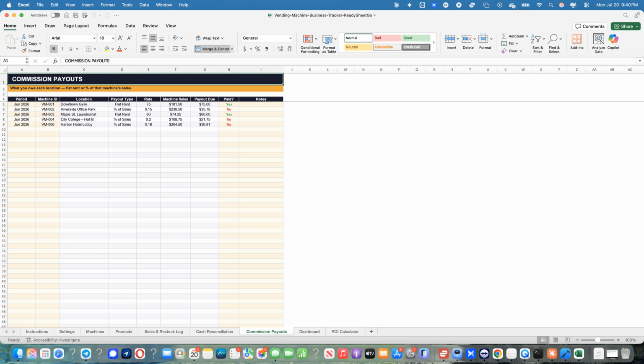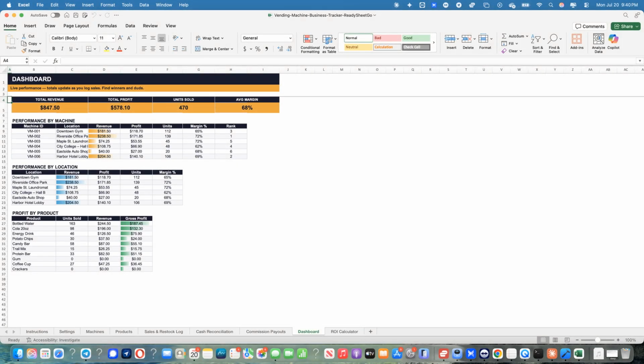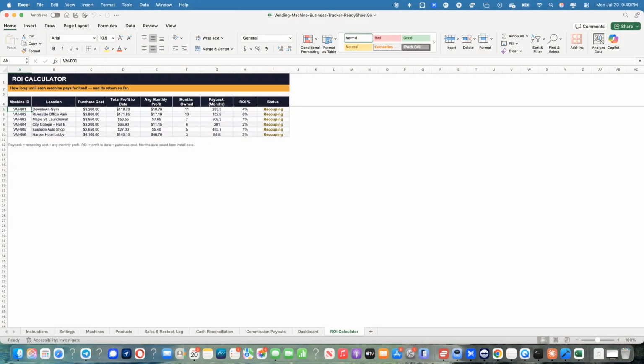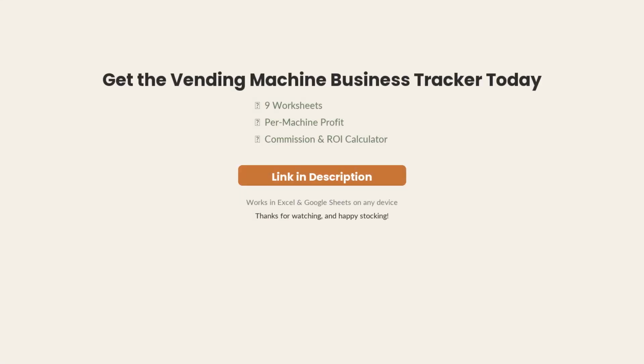Commission payouts tracks what each location owner is owed, so those checks go out on time and land in your costs. The dashboard ranks your machines and locations by revenue and profit, so you can see which spots earn their keep and which need moving. And the ROI calculator tells you how long a machine takes to pay for itself at its current rate, the number to check before you buy the next one. That's the whole workbook.